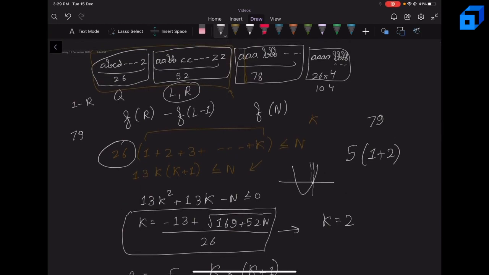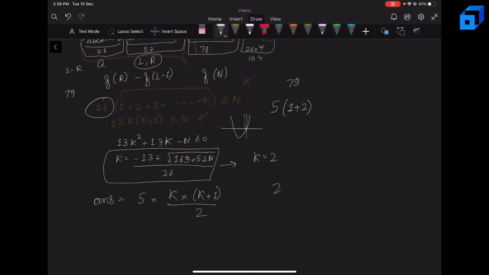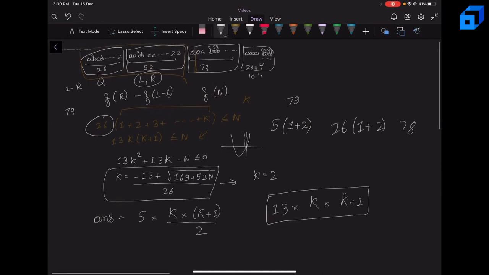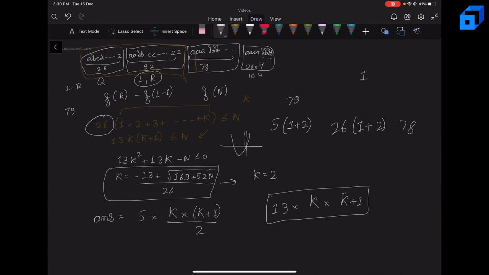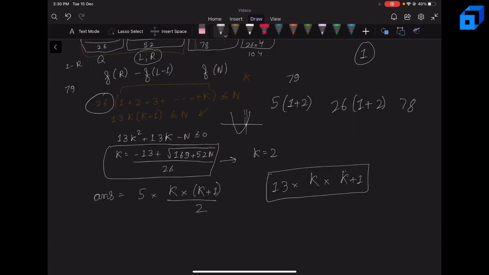Because in the first block we have the characters from A to Z, that means we will have 5 vowels. Then we have characters from A to Z and each character occurs twice, so we will have 5 into 2, 10 vowels. Now we will subtract 26 into k into k plus 1 by 2, that is 13 into k into k plus 1, from N, because we have already considered these characters. So for this case, we will subtract 26 into 1 plus 2, that is 78, because we have already considered the first 78 characters. So we are left with one character and we need to consider one character from here. So in the general case, we need to consider N minus 13 into k into k plus 1 characters.